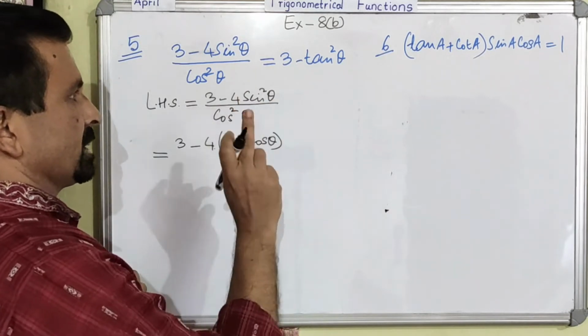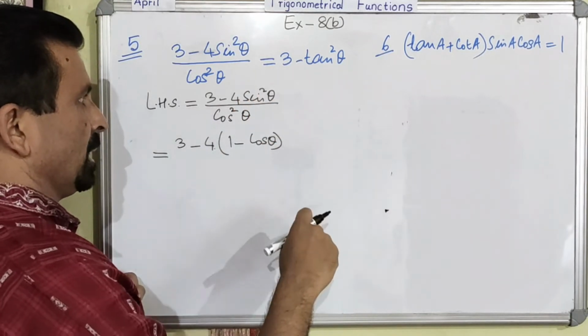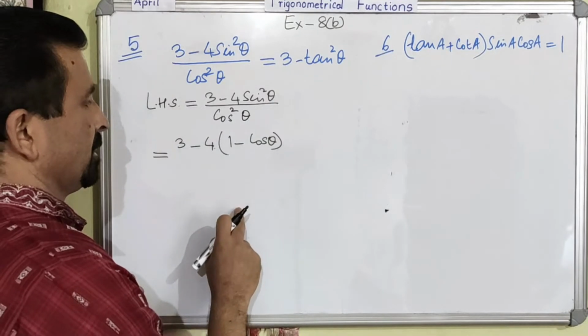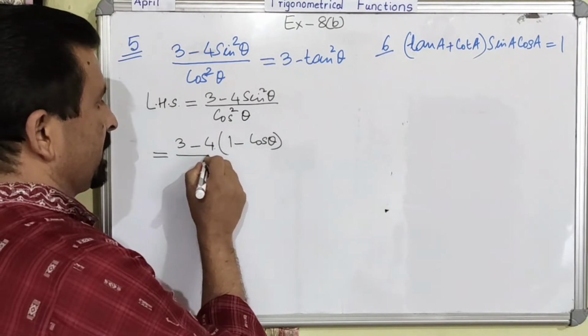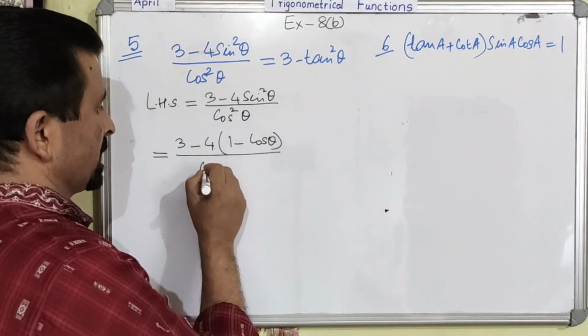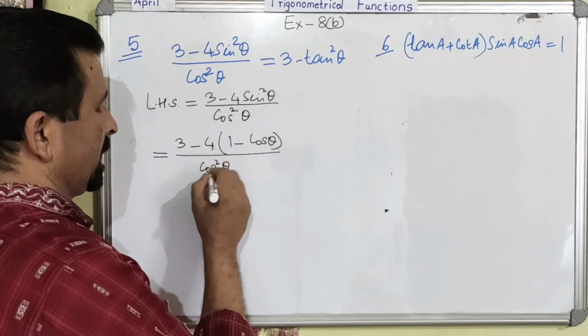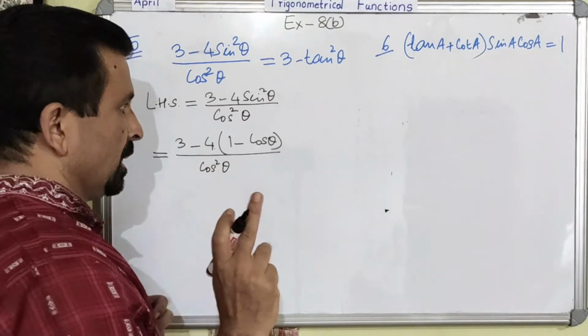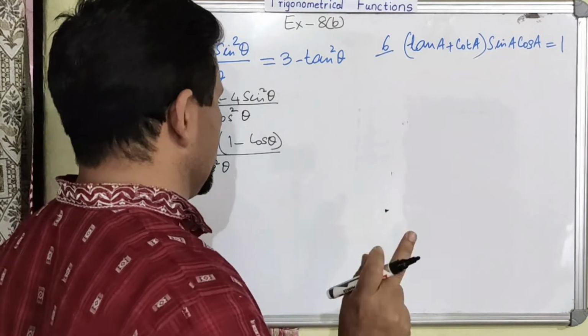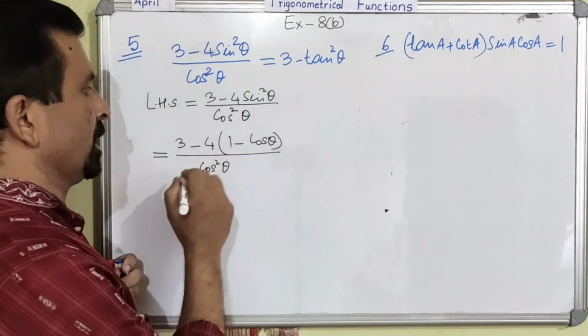So I can write this as 1 minus cos square theta. This sin square theta is monomial. It gives me the binomial. Therefore, I am using the bracket, okay? And then the denominator is as it is, cos square theta, right? Don't try to do multiple conversions in one step. Now you can open the bracket.